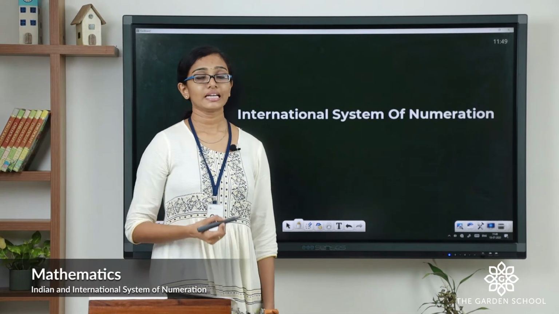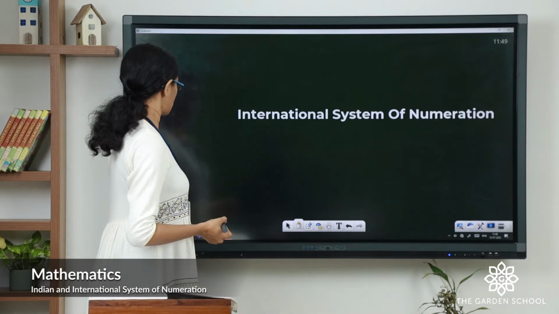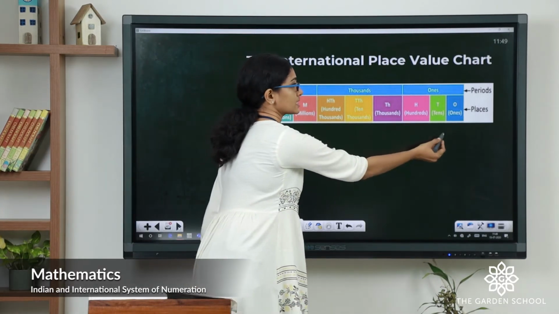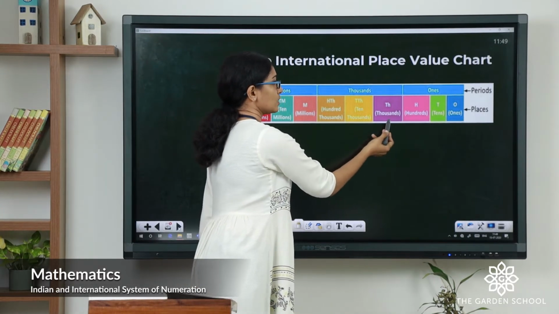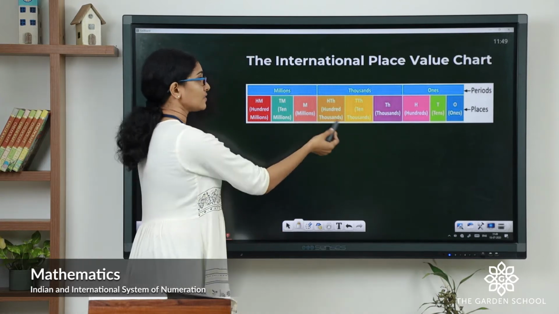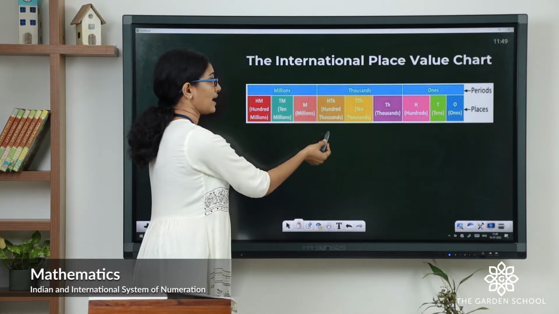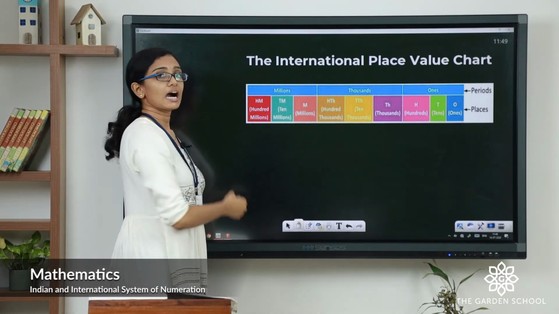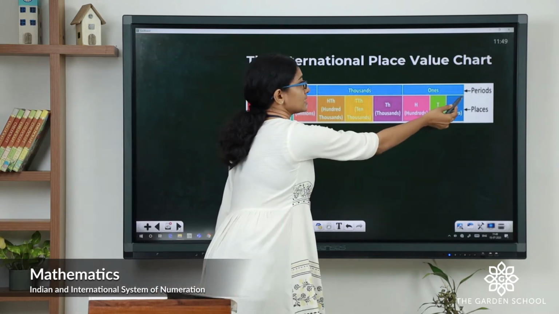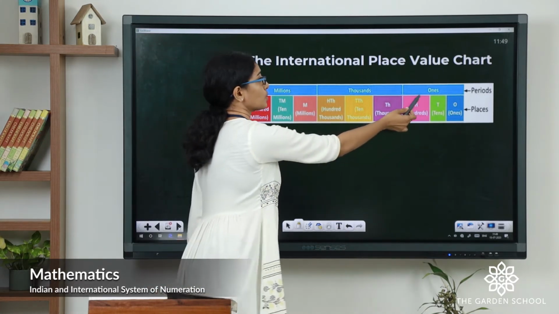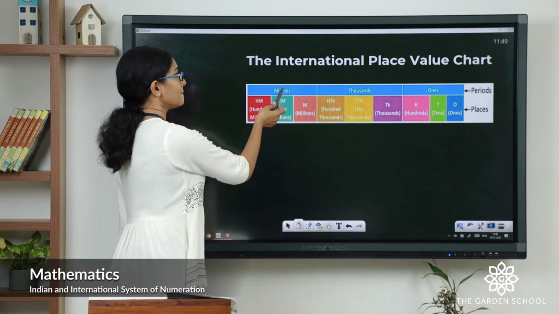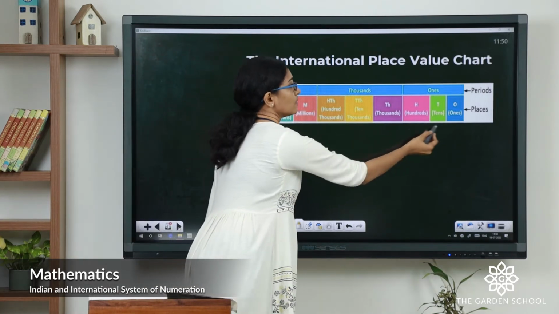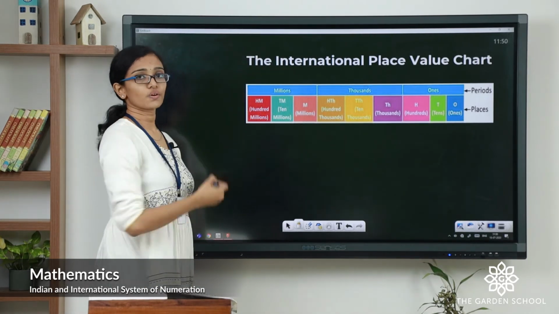Now let's talk about the International System of Numeration. This is the place value chart according to the international system. You can see the places here, ones, tens, hundreds, thousands, 10,000s, and after 10,000 instead of lakh you have 100,000, then million, 10 millions and 100 millions. You can see the periods marked at the top. You have the ones period, thousands period and millions period in this case. Note that unlike the Indian system, you have 3 places in each of these periods.